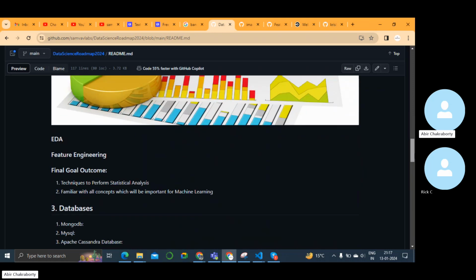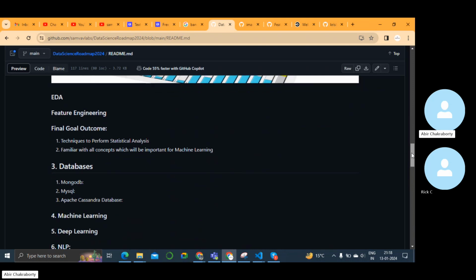Next, once we are done with this feature engineering, as I said, the final outcome would be the techniques to perform statistical analysis and get familiar with all the concepts which will be important for machine learning. Once we are done with this EDA, we would be slightly taking a break, and we would be learning all the databases, because this database learning would be very important for our MLOps or data ops.